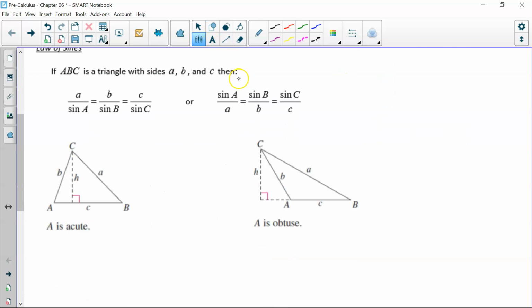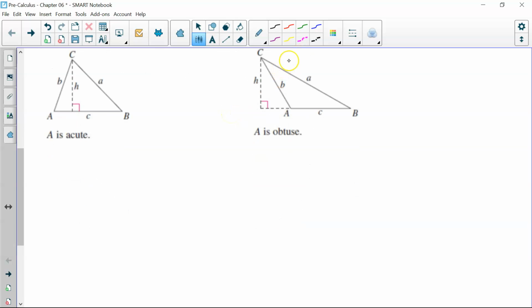Now, the law of sines. A, that's the side length, over the sine of angle A, equals B over the sine of angle B, equals C over the sine of angle C. What you want to do is pick two of those ratios to make a proportion. You could either see it with the sides in the numerator and the sine of the angles in the denominator, or in the reciprocal form where the sine of the angle is on top and the side length is on the bottom.